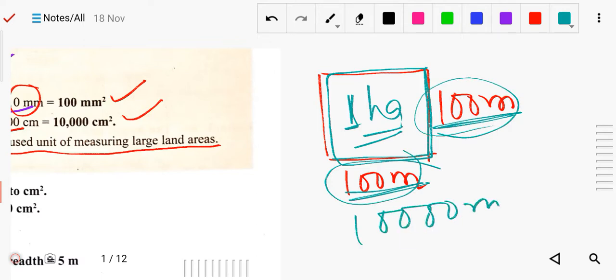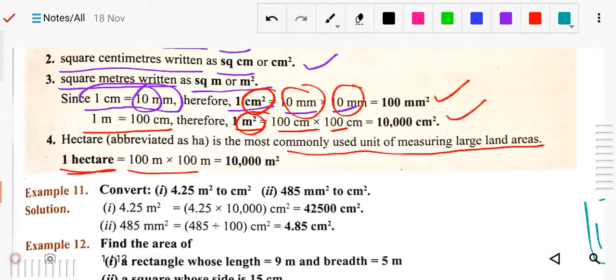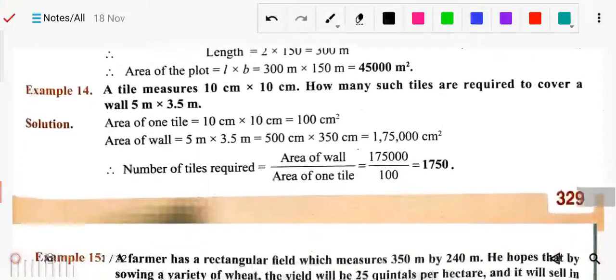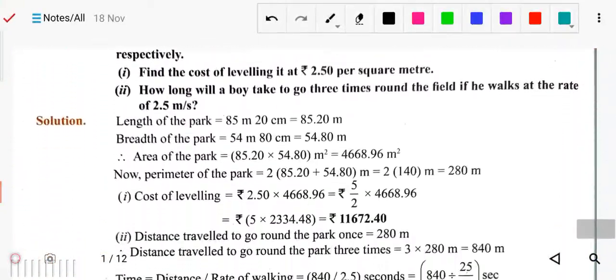And this is meter square. So this is equal to 1 hectare. This is your 1 hectare. In 1 hectare there are 10,000 meter square. Okay, now these are some solved examples you can see. You just practice these solved examples by yourself.